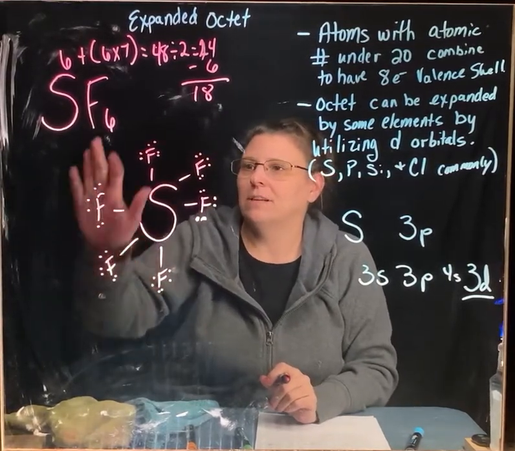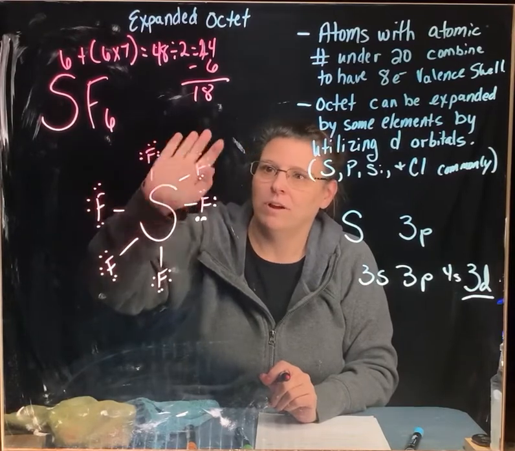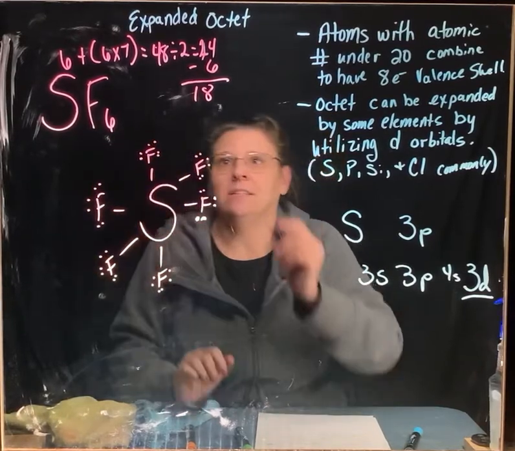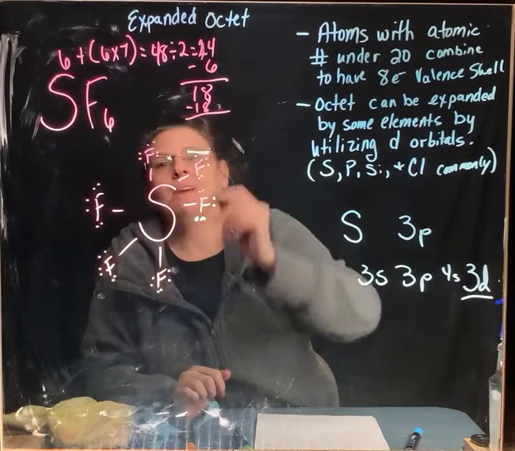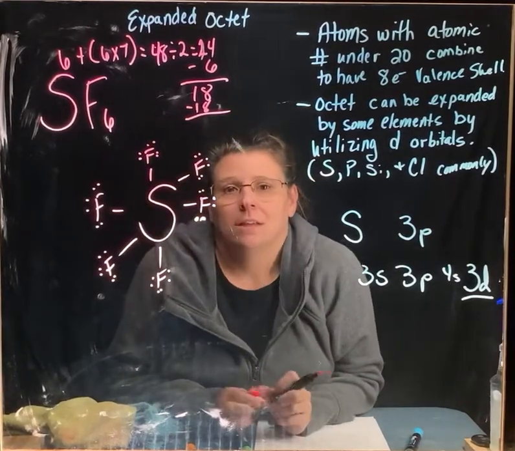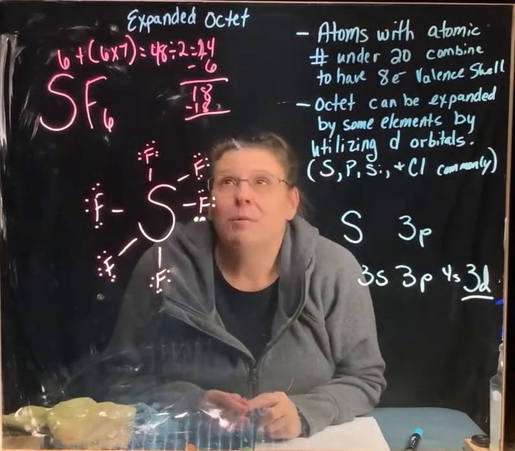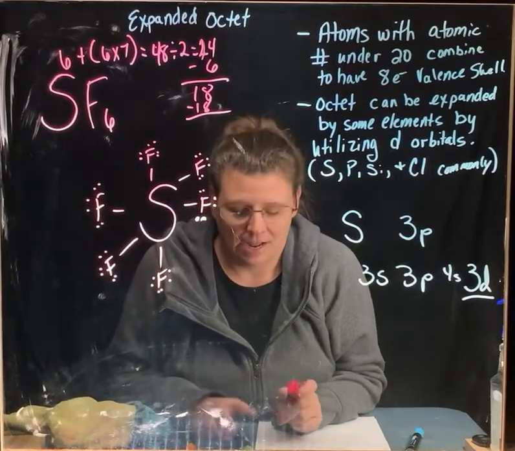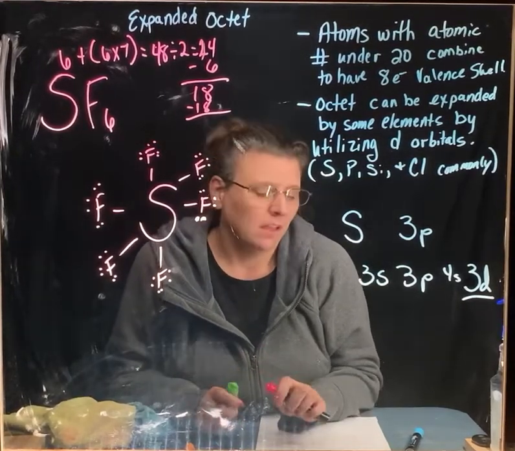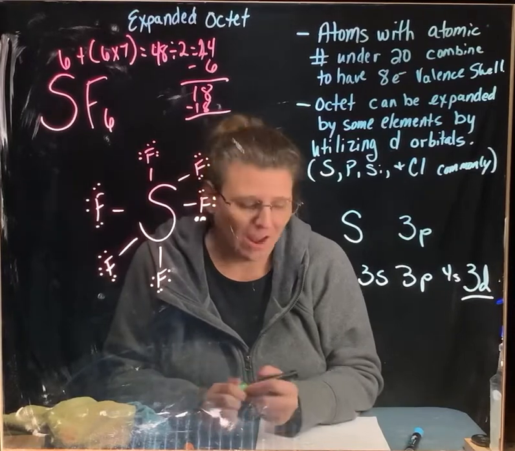That's 3, 6, 9, 12, 15, 18. So I'm going to subtract my 18. Everybody's happy. Yes, sulfur has more than 8, but we have expanded the octet because it has access to its d orbitals, and we are hybridizing.